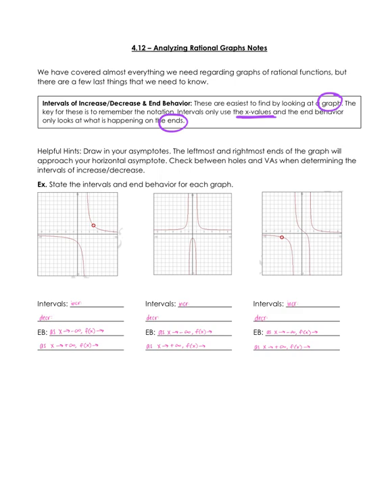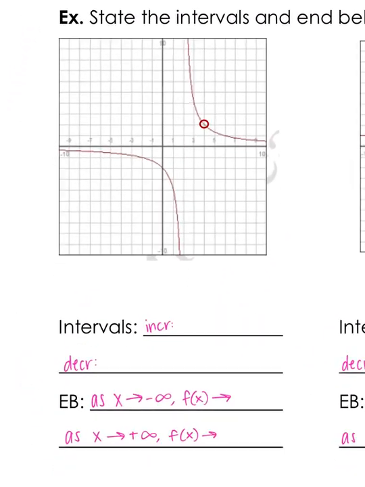So some helpful hints. We want to first draw our asymptotes. The leftmost and the rightmost ends of the graph are going to approach your horizontal asymptote. If you remember that, you will always get those correct. The leftmost and the rightmost ends of the graph will always approach your horizontal asymptote. You do need to make sure that you check between holes and vertical asymptotes when you're determining those intervals of increase or decrease. Okay, so let's take a look at this one right here.